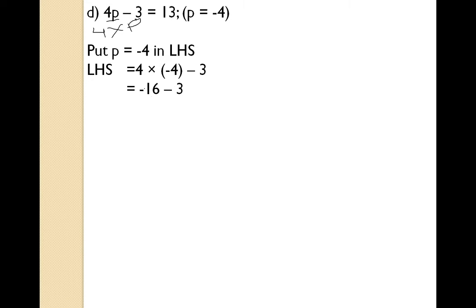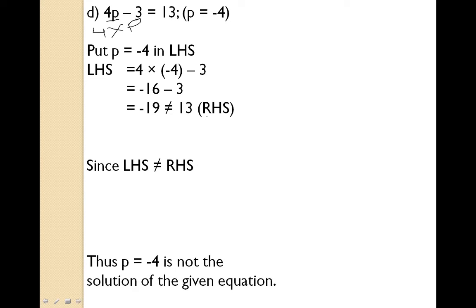4 4s are 16, positive negative negative, so negative 16 minus 3, and both numbers carrying same sign, so we have to add this number. So 16 plus 3 is 19, and we have to give the sign of a bigger number to the answer, so negative 19. But we want answer 13, which is not equal to 13, which is our RHS of our equation. So LHS is not equal to RHS. Thus p is equal to negative 4 is not the solution of the given equation.